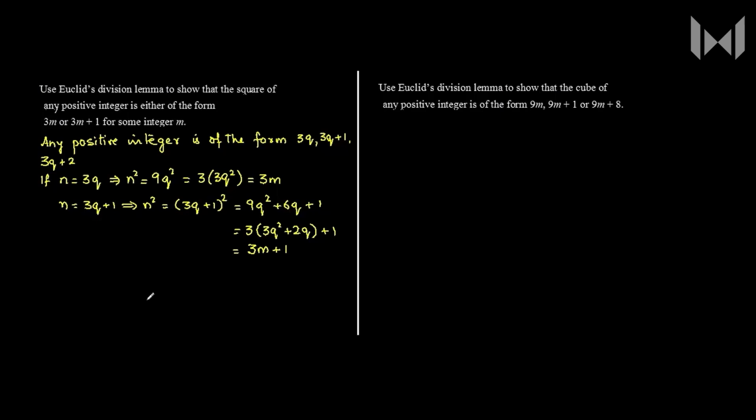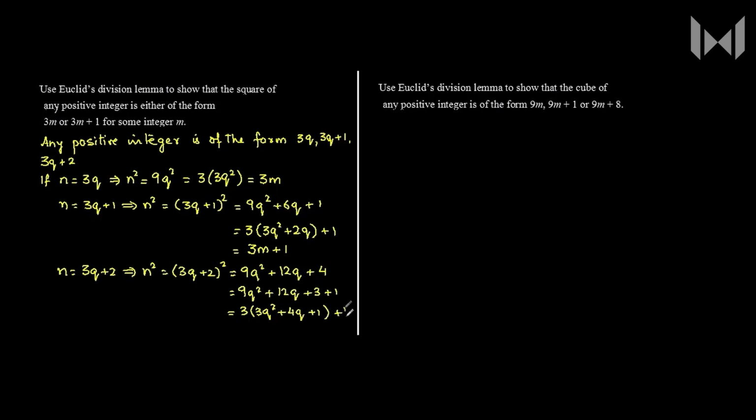So basically it means m is the integer which is equal to 3q square plus 2q. And then we go on to write n is equal to 3q plus 2, which implies n square is equal to (3q plus 2) the whole square, which is 9q square plus 12q plus 4. Now we can further break it up as 9q square plus 12q plus 3 plus 1, which is equal to 3 common, 3(3q square plus 4q plus 1) plus 1, and then once again we get 3m plus 1.